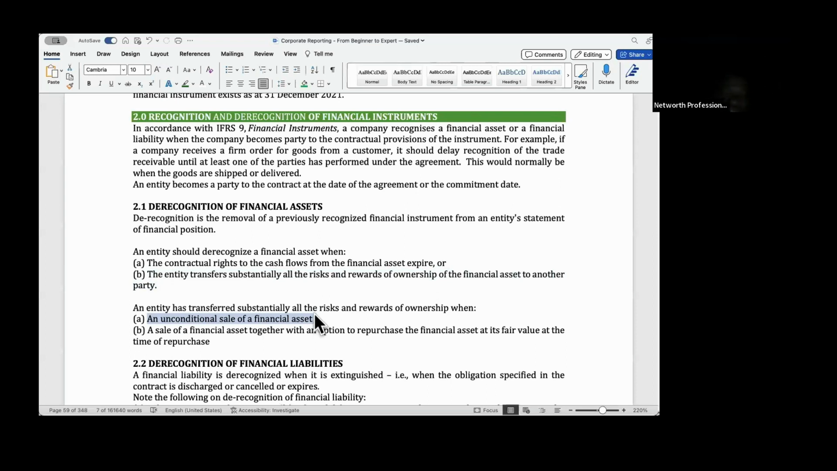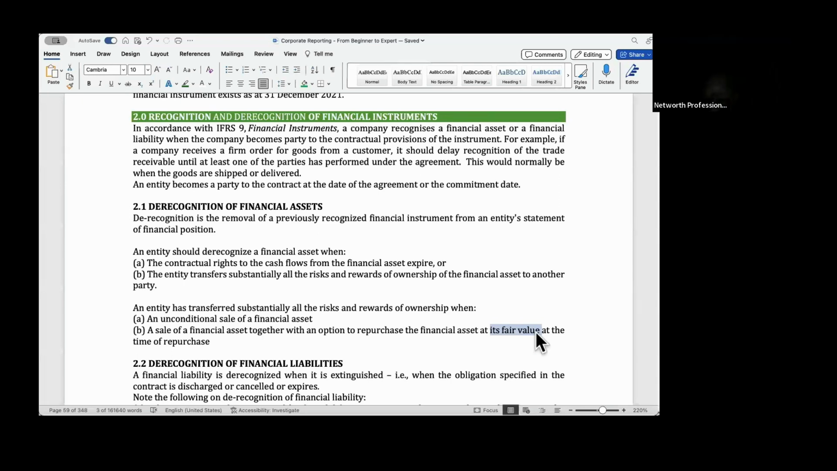Okay? So this second part is talking about an unconditional sale. That means, can there be a sale that is conditional? And that's what this B is speaking to. That is, you sold something to a buyer, and you are telling the buyer that, okay, you might want to repurchase it back, but it's going to be at fair value, meaning at market value. Yes, it's also a sale, though you are putting a condition there that you would buy it back or repurchase it, but it is a sale.